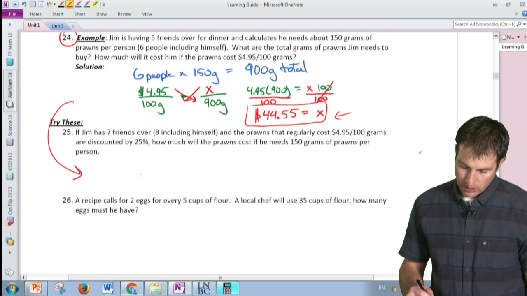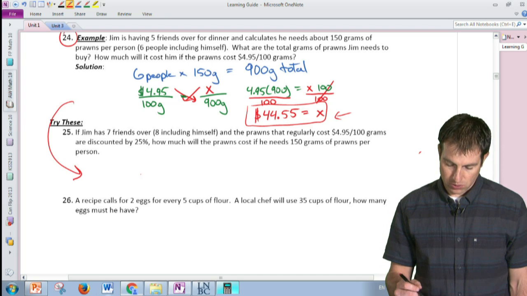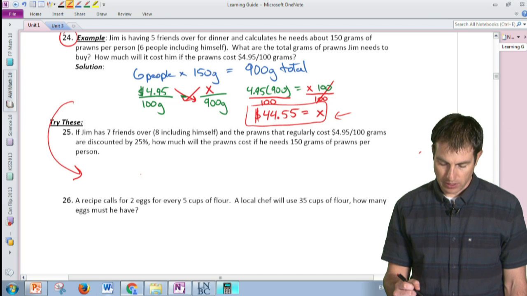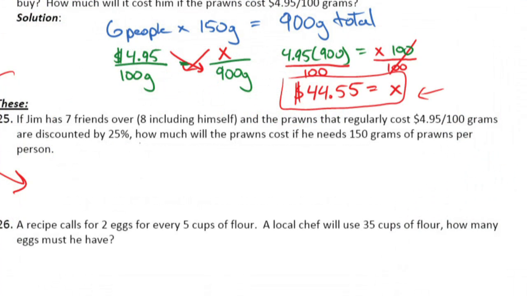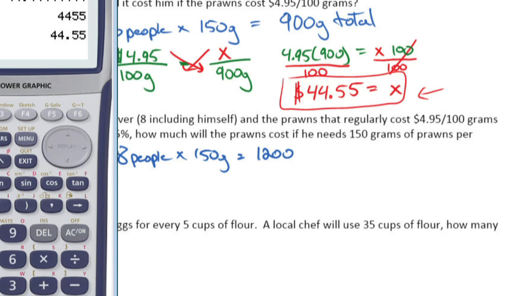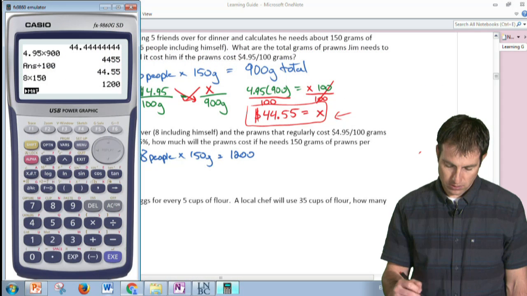So maybe I'll just do this one, because we haven't talked about discounts or anything yet. So there's 8 people. This looks exactly the same as above. Sorry, not quite exactly the same. 8 people times 150 grams. 8 times 150 is going to be an extra 300, 1,200. Let's make sure of that. 8 times 150. 1,200.